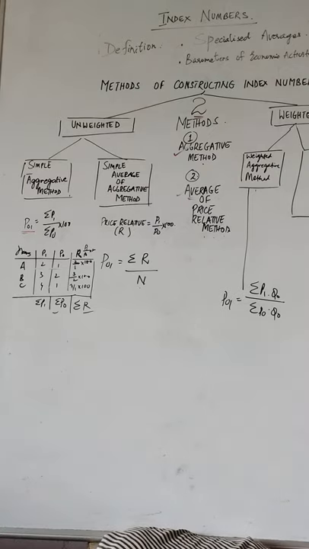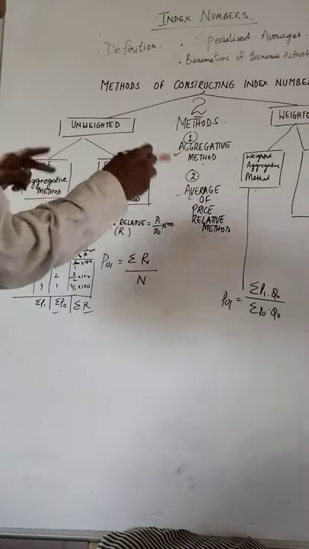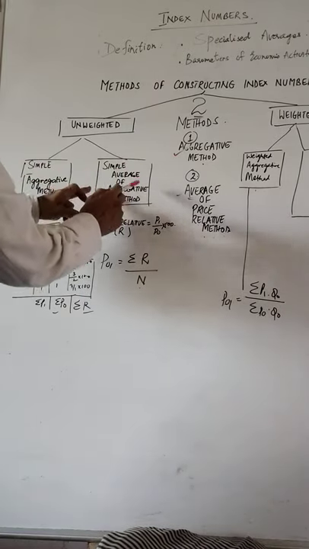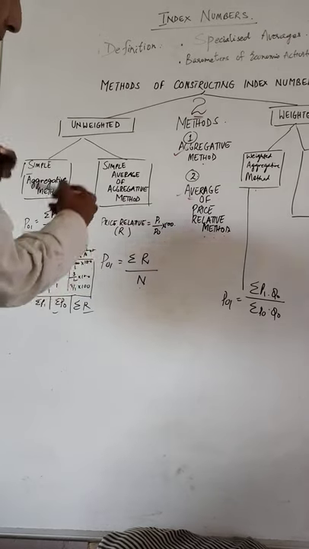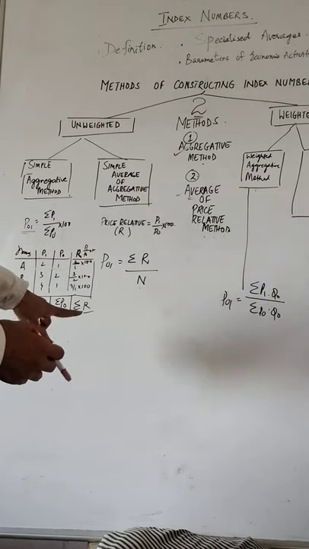So, methods of constructing index numbers, is that clear? Simple one. This is how it is done. For the weighted index numbers, you just have to make sure that weights are put there. I won't be doing all the numericals right now. My basic aim is for you to just learn the theory. You should know what it is. Simple aggregative method, this is the formula. Simple average of price relatives method, this is the formula. In the next class, we will be doing a numerical of each of these.